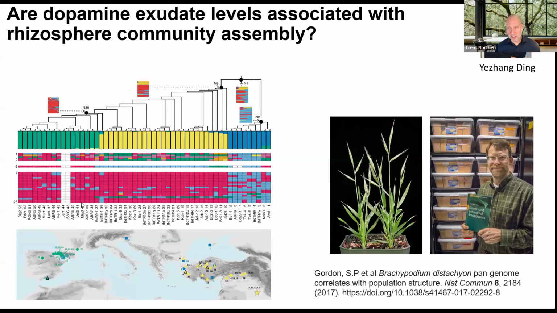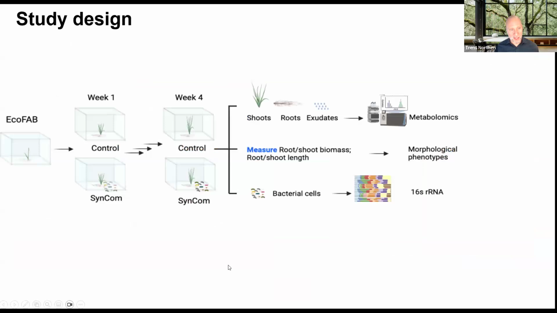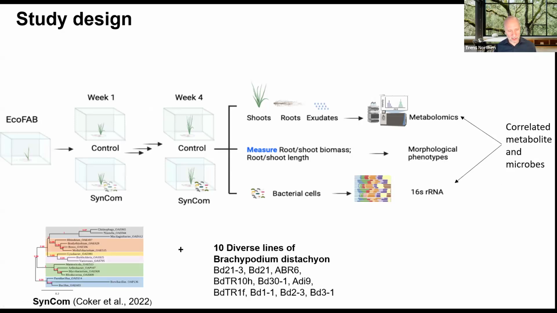So we took advantage of this Brachypodium collection, where John has a whole collection of natural accessions. These are Brachypodium plants that are natural, but collected from different regions of the earth: Turkey, Spain, just around the Mediterranean, where this plant is commonly found. We grew the plants with and without the SynCom, measured the phenotypes, and did metabolomics and 16S sequencing. We then wanted to correlate the metabolites and microbes and see if dopamine is one of these hub-like molecules.